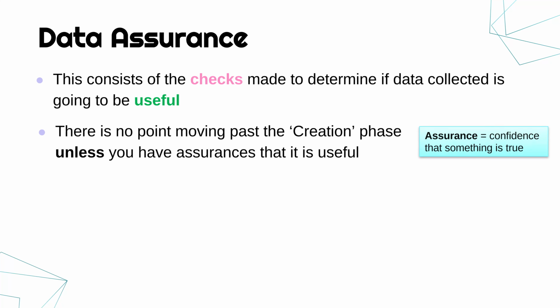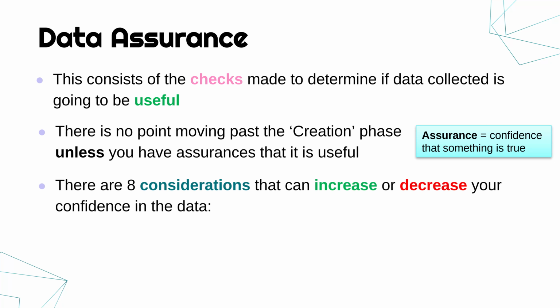So the word assurance is a word which is used sometimes in real life, but not that often. Assurance means the confidence that something is true. So if I think Arsenal are going to win the Premier League, I've got high assurance that Arsenal are going to win the Premier League. And in terms of data, there are essentially different methods we can use, different checks we can make, which will either increase our confidence or decrease our confidence.